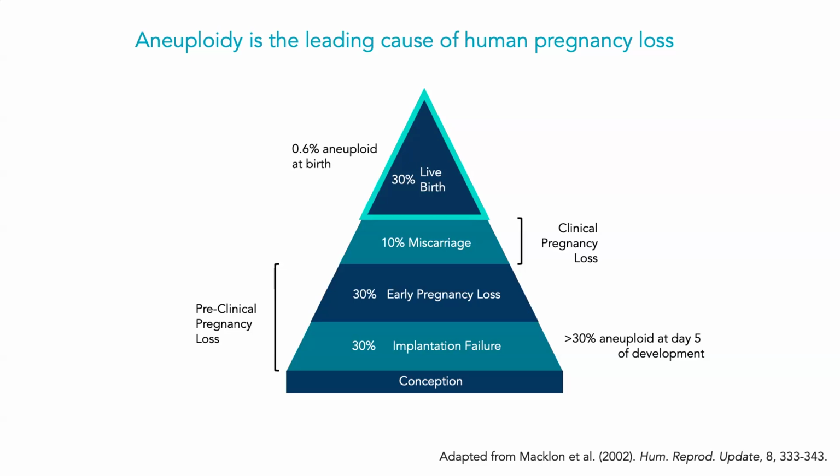It's been known for decades that the main cause of pregnancy loss in humans is whole chromosome abnormalities, whole chromosome gains and losses called aneuploidies. And those contribute both to the high rate of clinical miscarriage in humans, but also to this much earlier loss, some of which is not even clinically recognized, happening even before implantation.